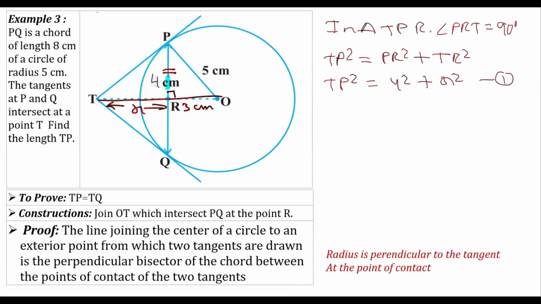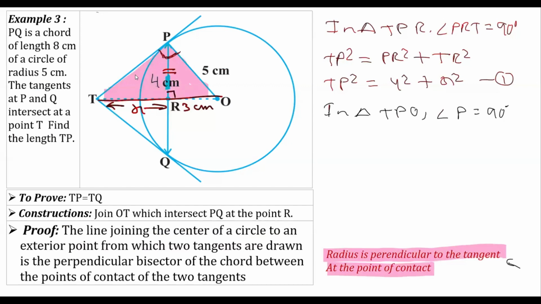Now let's consider another right angle triangle. This time I'm talking about this triangle. Now what we know is that the radius is perpendicular to the tangent at the point of contact. So I can mark this angle as 90 degree. This angle is 90 degrees. So if I mention the name of the triangle here, this is TPO. We have which angle? Angle P is equal to 90 degree. And the reason is what you have to write.